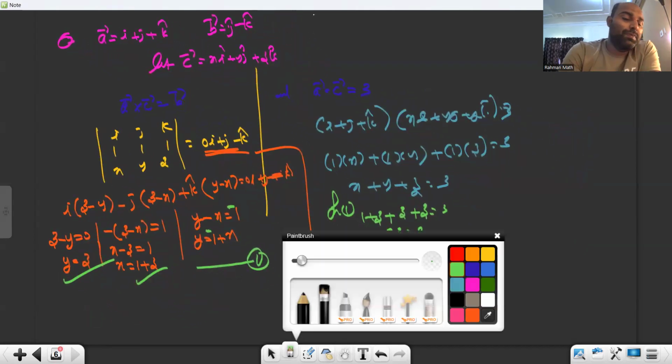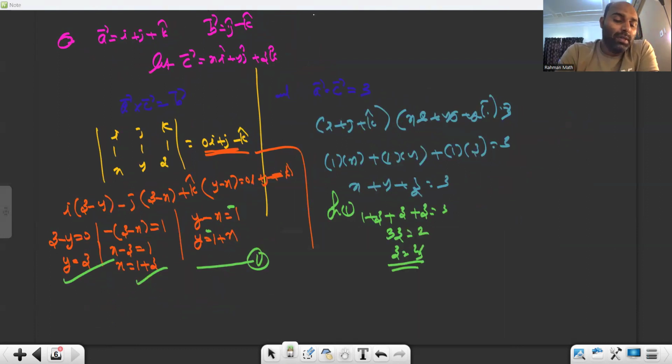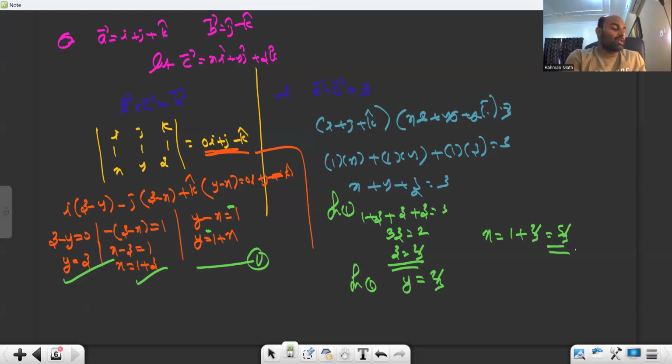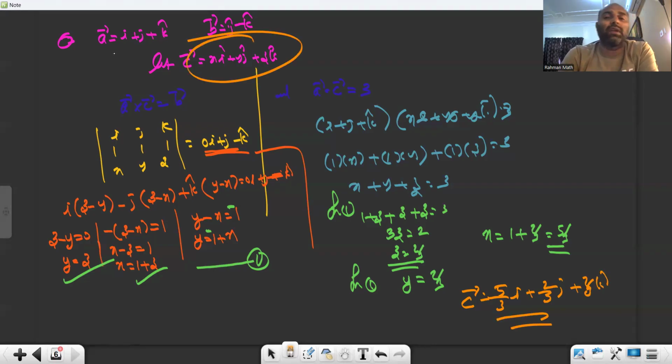Now substitute any one of the equations. Z equal to 2 by 3. From 1, Y also 2 by 3. X equal to 1 plus 2 by 3, that is 5 by 3. Therefore required vector c equal to xi plus yj plus zk, that is 5 by 3 i plus 2 by 3 j plus 2 by 3 k. I just substituted the x, y and z values. I hope everyone understood. Anybody have a problem, let me know.